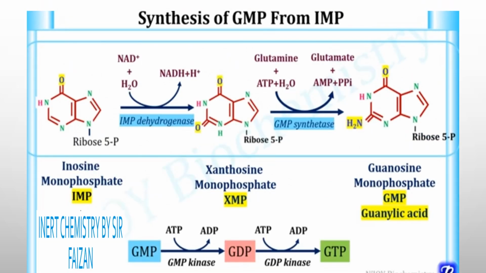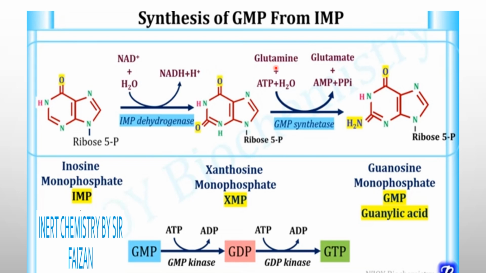Synthesis of GMP, meaning guanosine monophosphate, from IMP. Again, this GMP is also formed from inosine monophosphate. NAD plus is used and NAD is converted to NADH, and xanthosine monophosphate or XMP is formed. This is an intermediate and later on glutamine is used.